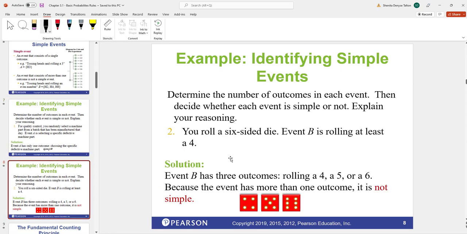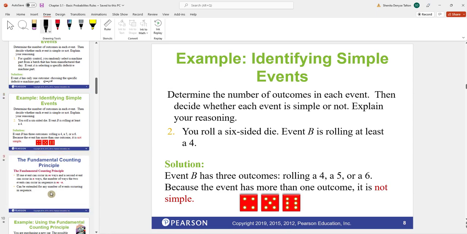The next one says you roll a 6-sided die, and event B is rolling at least a 4. When you roll a die, you have 1, 2, 3, 4, 5, 6 chances of getting whatever outcome. So if you roll at least a 4, that means you can get a 4, a 5, or a 6. So you have more than one outcome. This is not a simple event because you have more than one outcome.